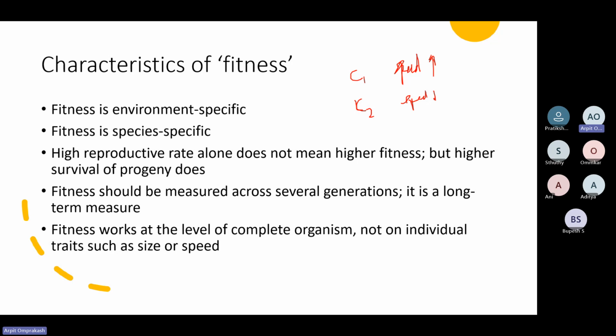So even if you make 100 children, you need to ensure that at least more than half of them survive for you to have a very high fitness rate. And fitness is measured across generations. It's a long-term measure. It's not a short-term measure that can be done in a single generation. And it works at the level of a complete organism, not on individual traits such as size or speed.